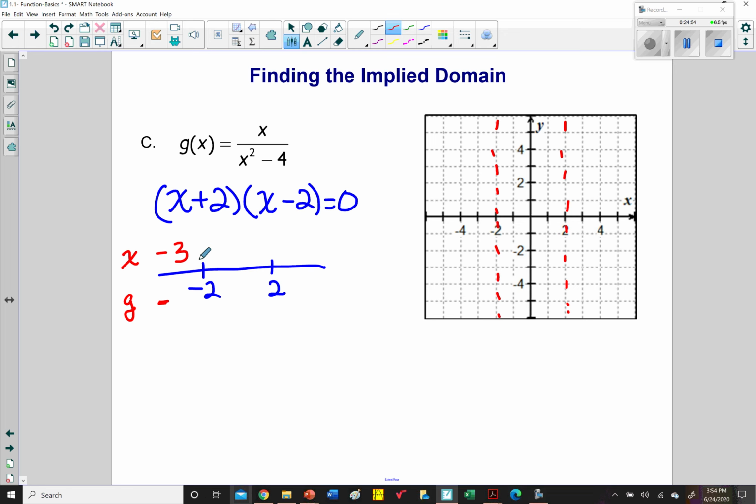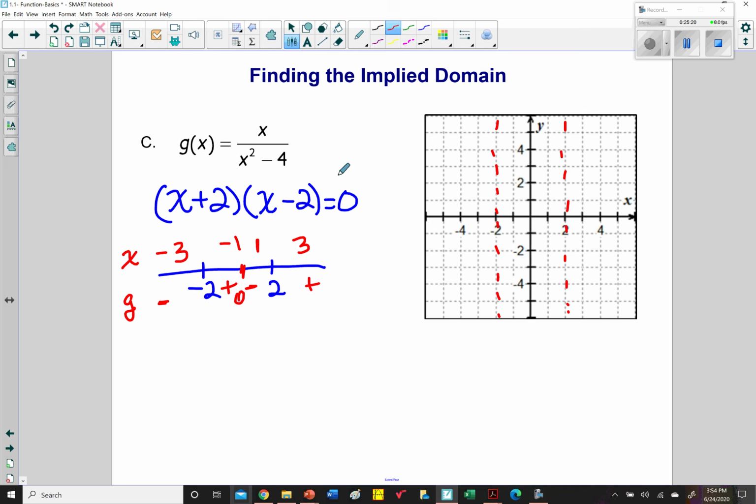a negative y value. If I test 0, I'm going to get 0. If I test -1, I'll get a positive. If I test +1, I'll get a negative. So you can see it's switching locations at 0. If I test 3, I'm going to get a positive y value.